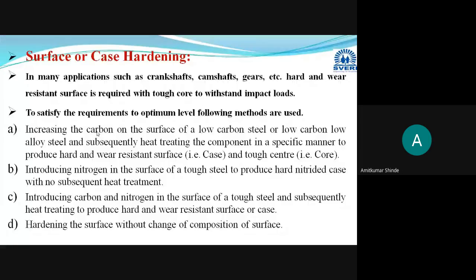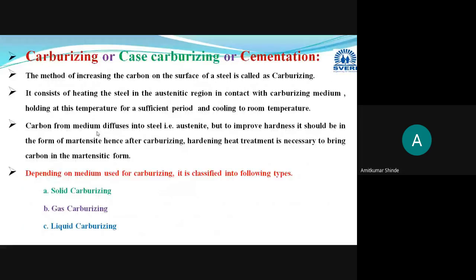Okay, now we will move towards the first surface heat treatment process. It is termed as carburizing. It is also known as case carburizing. Case is nothing but the surface of that component. Carburizing means we are increasing or introducing the carbon on the surface. In short, the meaning of the carburizing process is a method of increasing or introducing the carbon on the surface. That process will be termed as carburizing. And the surface is also known as the case.